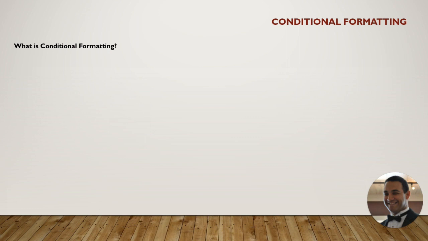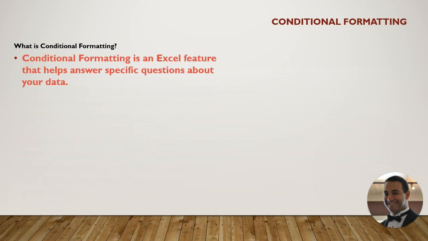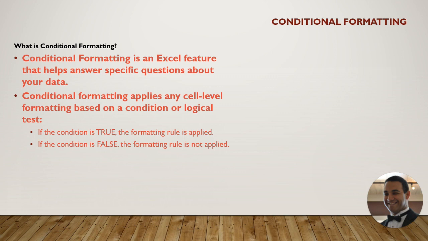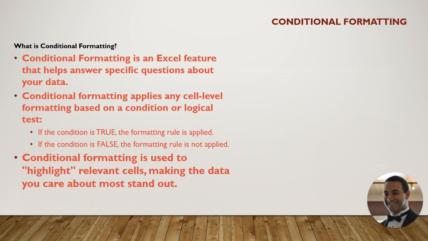What is conditional formatting? Conditional formatting is an Excel feature that helps answer specific questions about your data. Conditional formatting can apply any cell-level formatting based on a condition or a logical test. If the condition is true, the formatting rule is applied, and if the condition is false, the formatting rule is not applied. Conditional formatting is used to highlight relevant cells, making the data you care about most stand out.